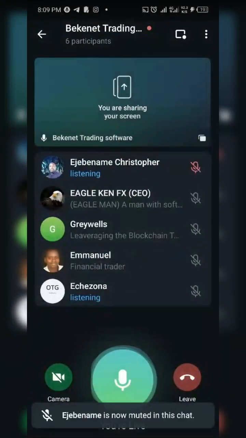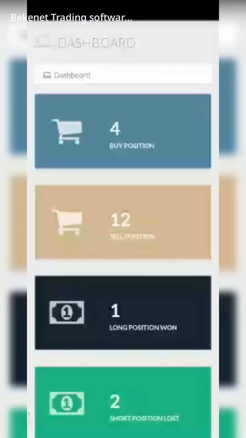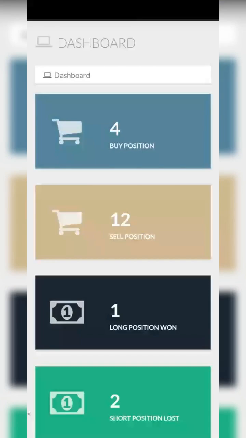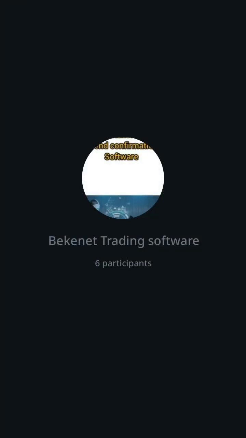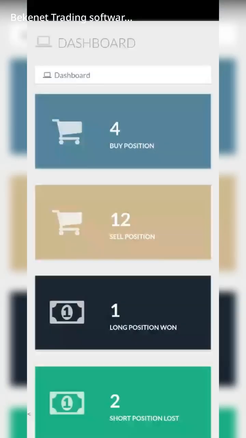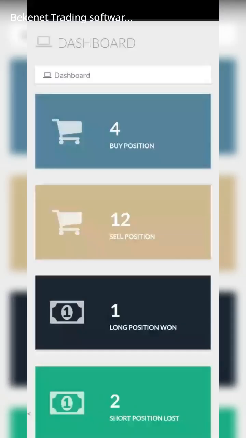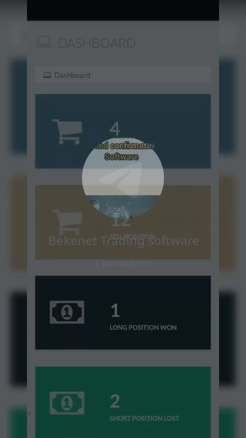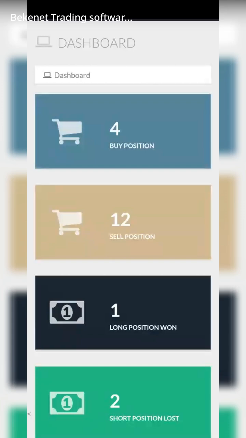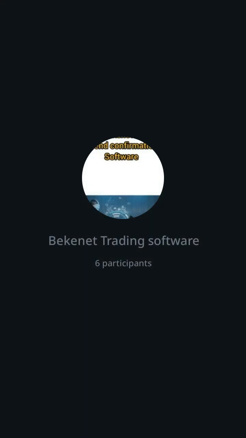Bekenet Trading Software is an app. It is not a robot. It is a simple app that helps you analyze the market and tell you when to buy and when to sell. Now, inside this app, we have two forms of setup. One comes from the AI, one comes from the manual setup, which is the monthly package. The monthly package is $50 per month, while the AI is pay as you go.